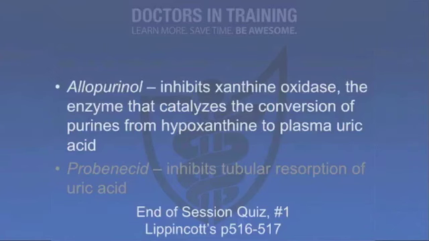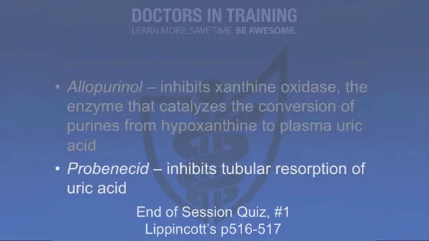Let's get started. Probenecid and allopurinol are used in the treatment of chronic gout. How do their mechanisms of action differ? Well, allopurinol inhibits xanthine oxidase. So this is the enzyme that catalyzes the conversion of purines from hypoxanthine to plasma uric acid. Now, probenecid inhibits the tubular reabsorption of uric acid. So allopurinol decreasing the production, probenecid inhibiting the reabsorption of uric acid.